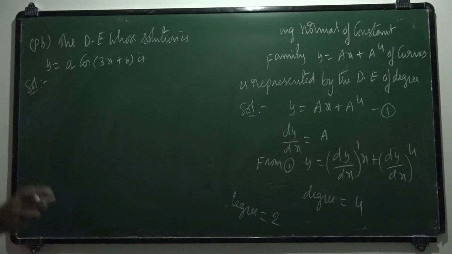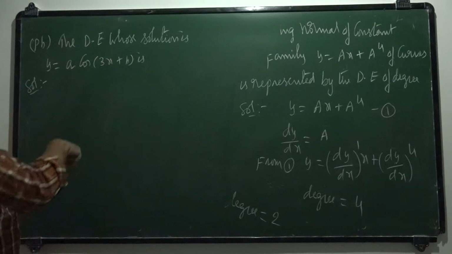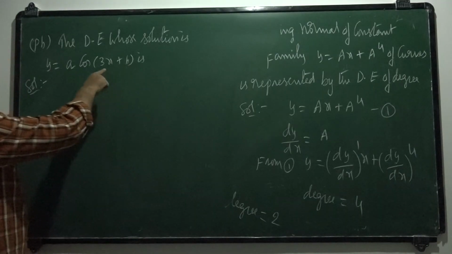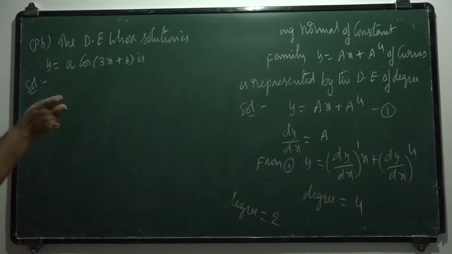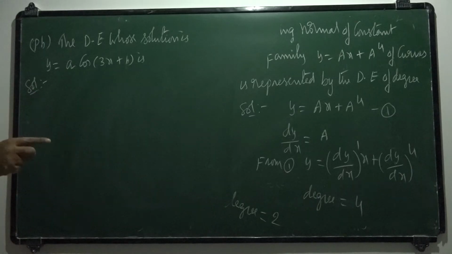Generally, to find the differential equation, we choose how many constants are there. A is constant, B is constant, 3 is fixed constant. We select only arbitrary constants. That means varying constants. 2 constants are there. So we get a differential equation of order 2.